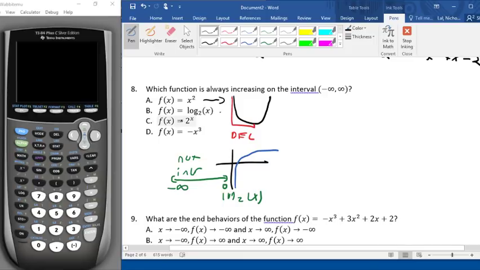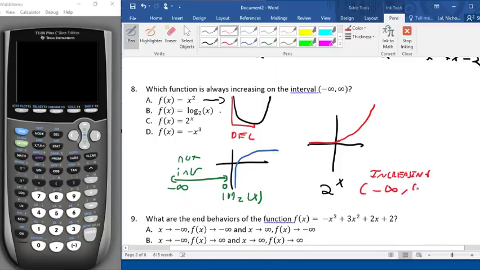For answer choice C, 2 to the x, however, that function has an asymptote up until it gets to the positive x values, but it still is ever slightly increasing, and then it's going to keep on going up forever. And so this is increasing from negative infinity to positive infinity. So that's going to be 2 to the x.